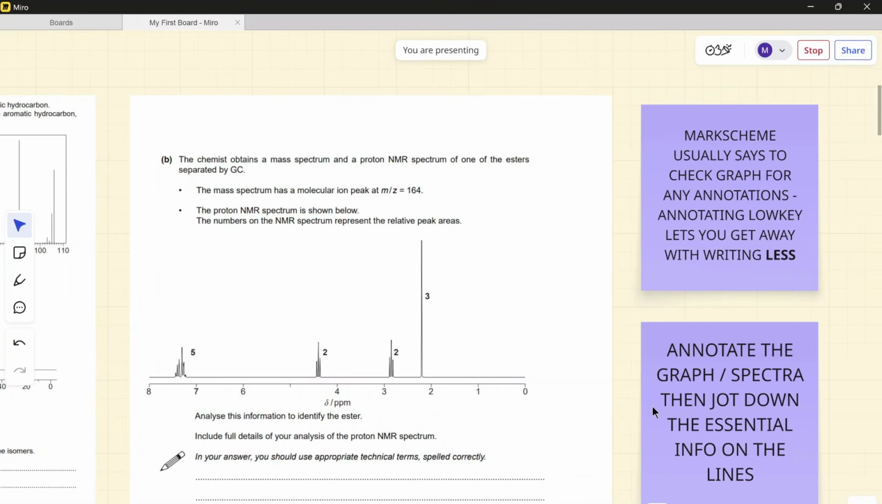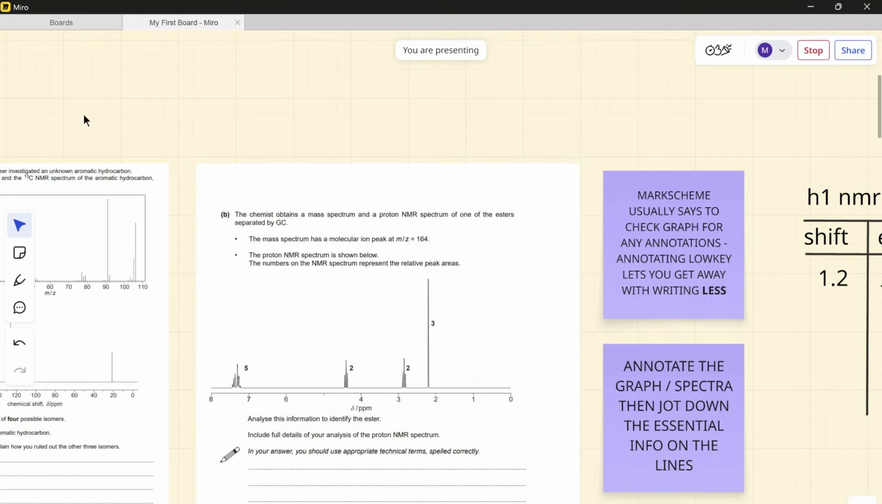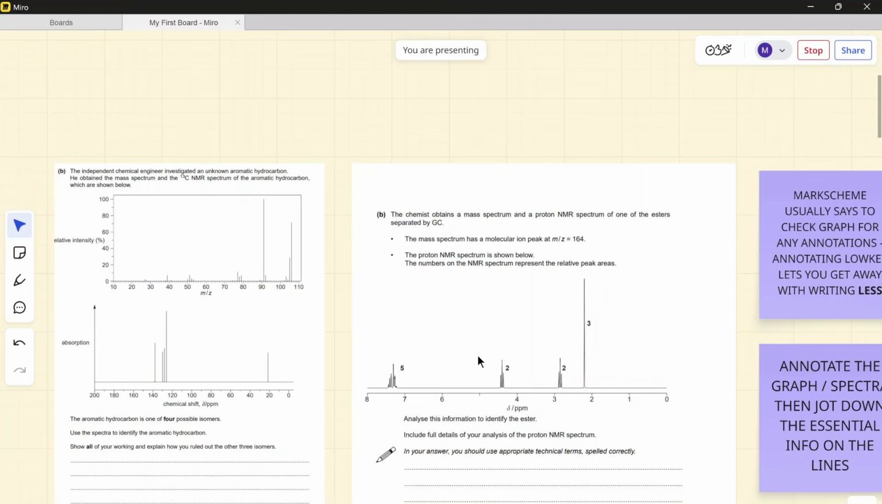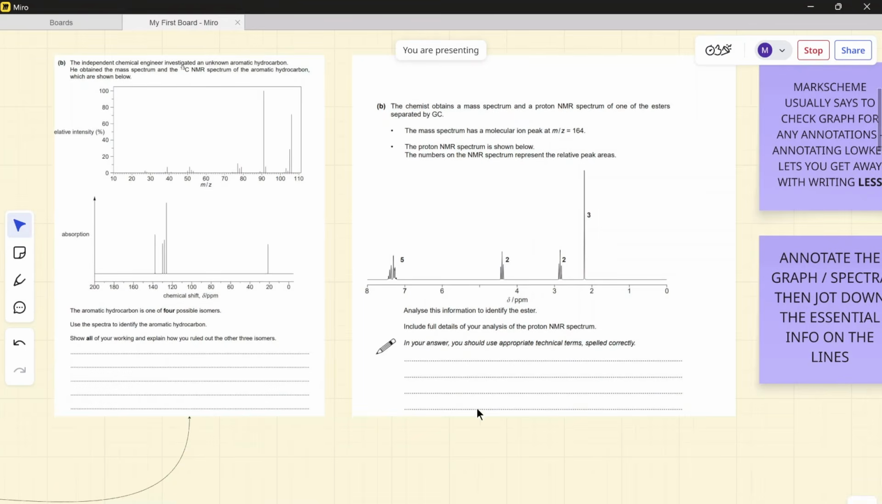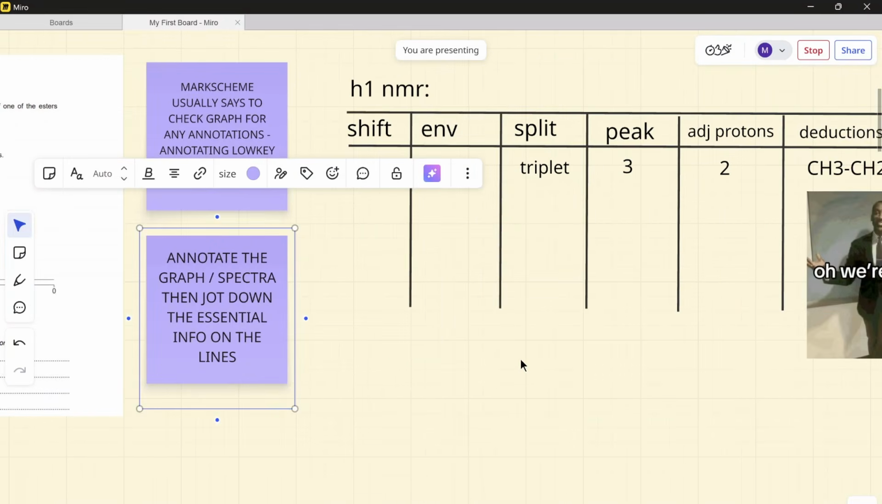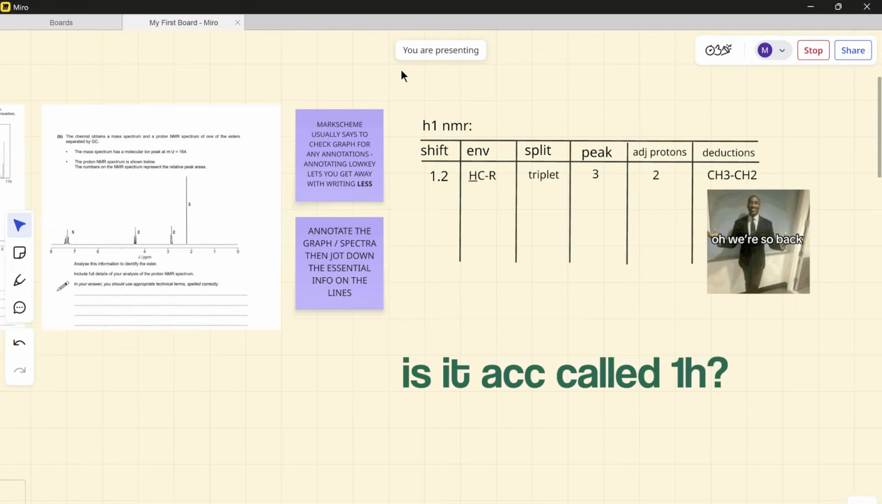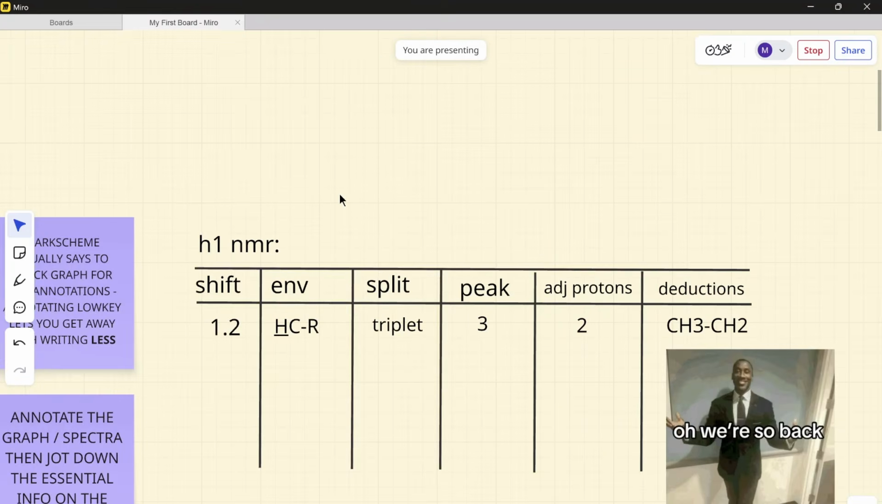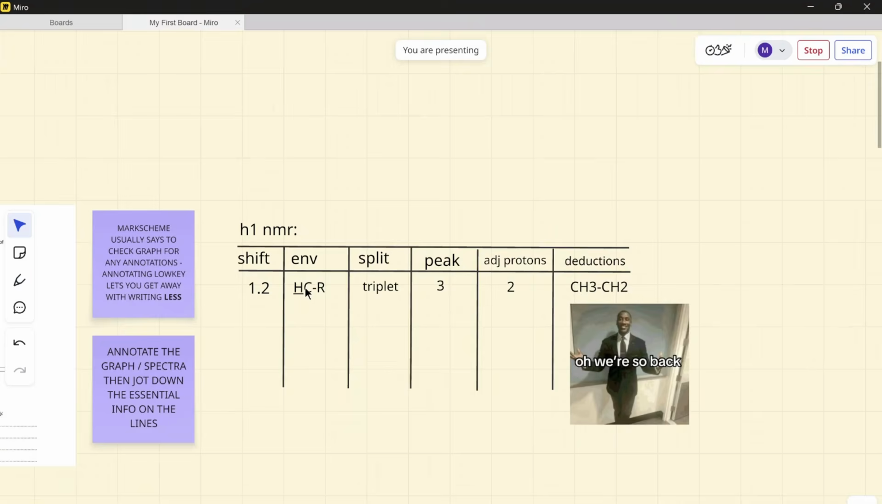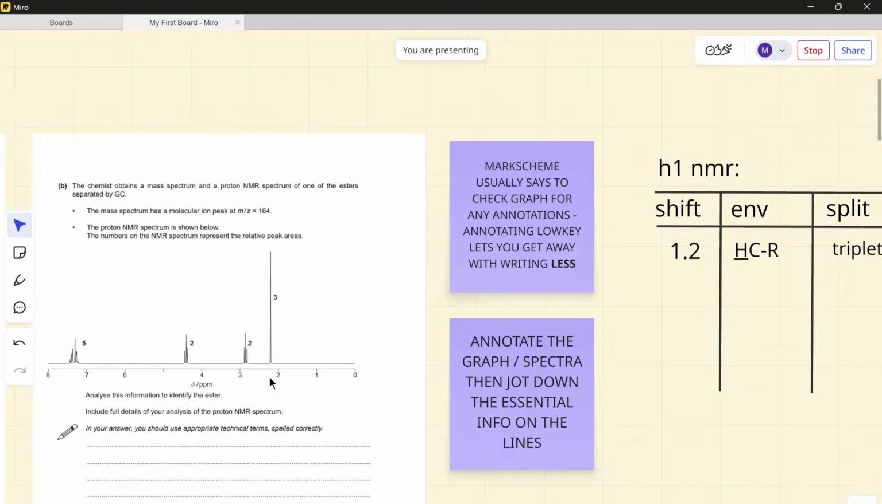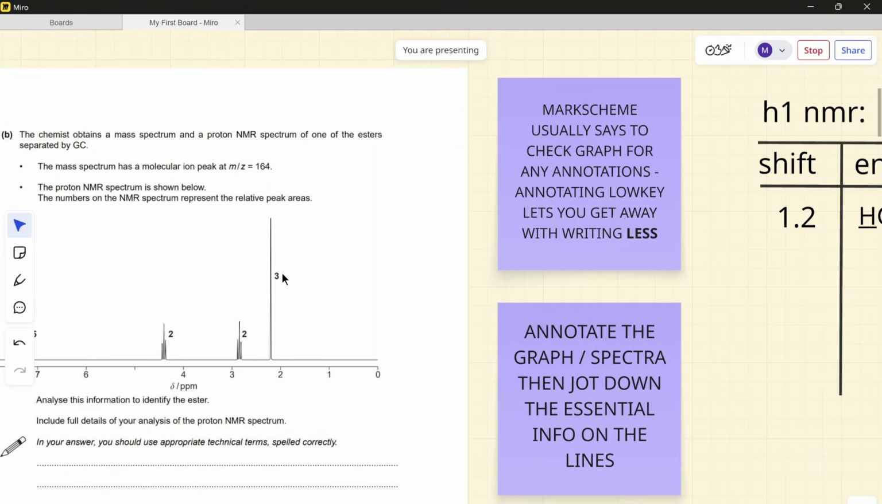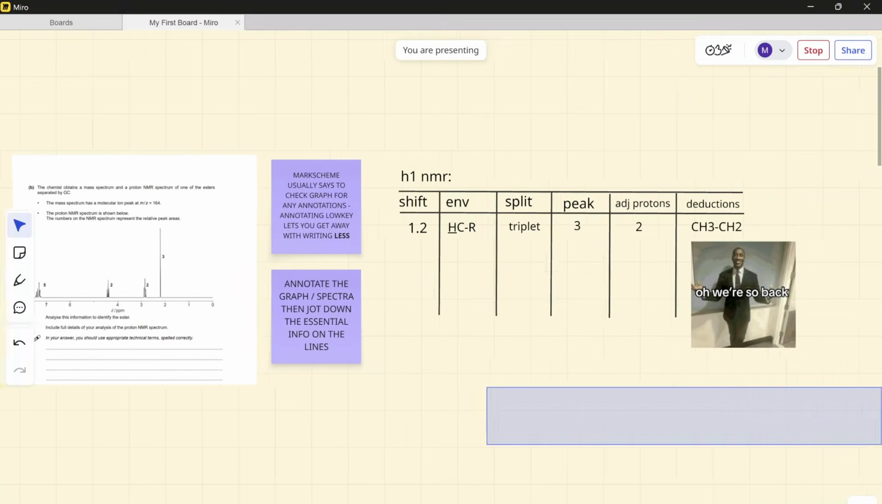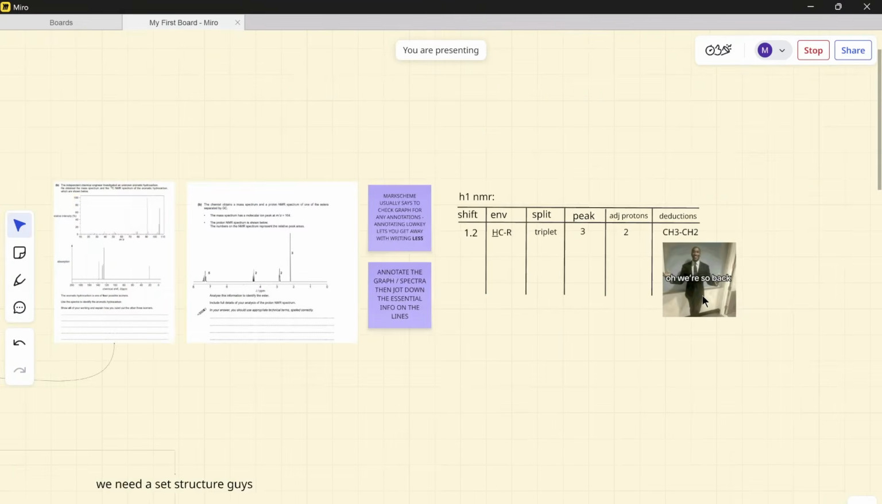So annotate the graph and spectra, then jot down the essential information on the lines. Think of this as your canvas, right? But this is the explanation for your art piece. And the best way in which you should present your information for H1 in particular is this. So you have your shift, and then you say what environment it is, what split, peak, adjacent protons, and deductions. Sometimes they already give you that kind of information, as you can see. In this case, just draw an arrow and state what this is. For example, you can see triplet peak here. Just write it down again, triplet peak. And basically, that's it. That's how you're going to get full marks in your exams.